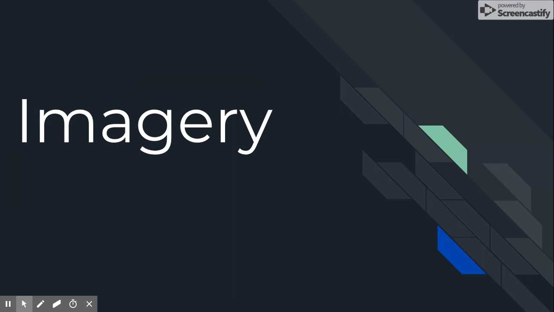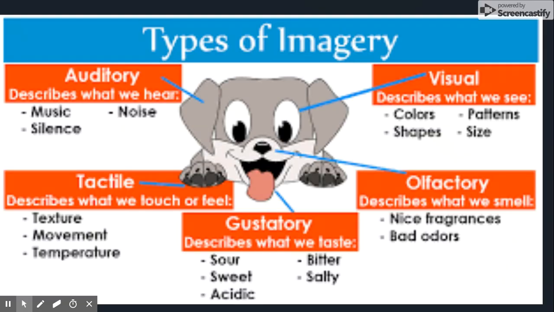The last literary device that we're going to talk about this evening is imagery. Imagery is not just information about our sight, but imagery is sensory details that appeal to our sight, our smell, our taste, our touch, and sound. These are the details in a story that paint a picture in our mind. Colors, shapes, patterns, size, odors, and fragrances, sour, sweet, bitter, salty, textures, movement, temperature, silence, noise, and music.